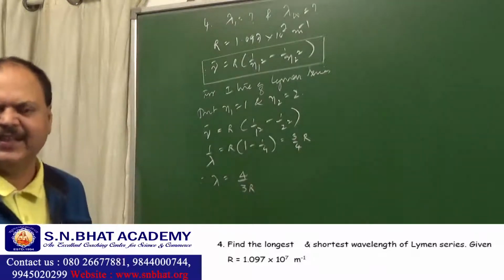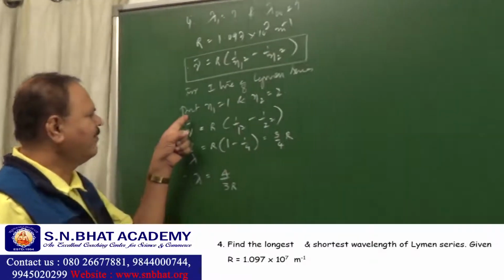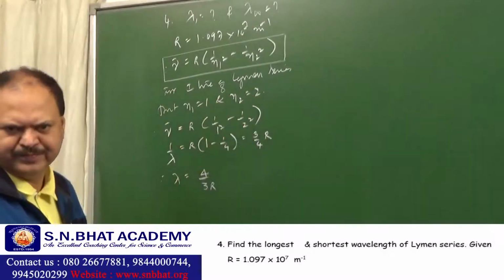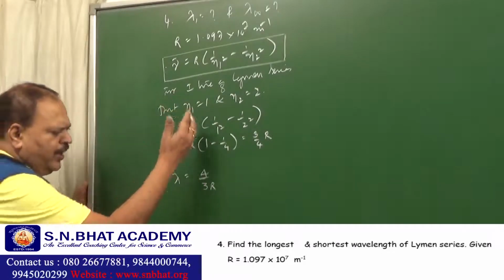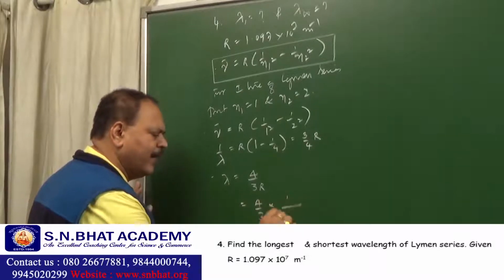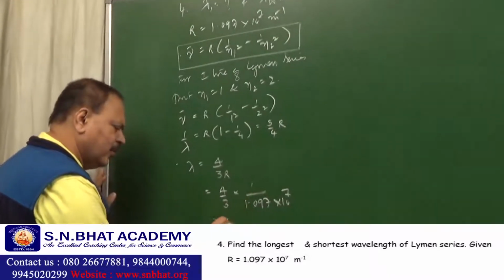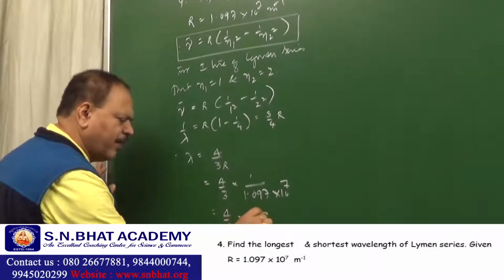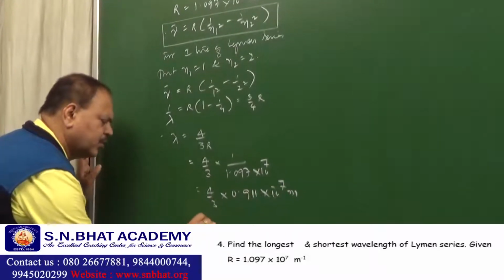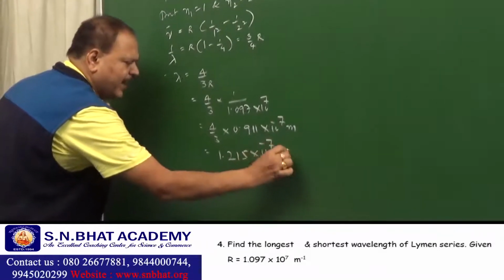First line of the Lyman series has the longest wavelength, did you write that? Now write: put n1 is equal to 1 and n2 is equal to 2, and repeat the full equation. Then 4/3 into 1/1.097 into 10 to the power of 7. You know that 4/3 into 0.911 into 10 to the power of -7 meter. If you work this out, it is 1.215 into 10 to the power of -7 meter. That's all.